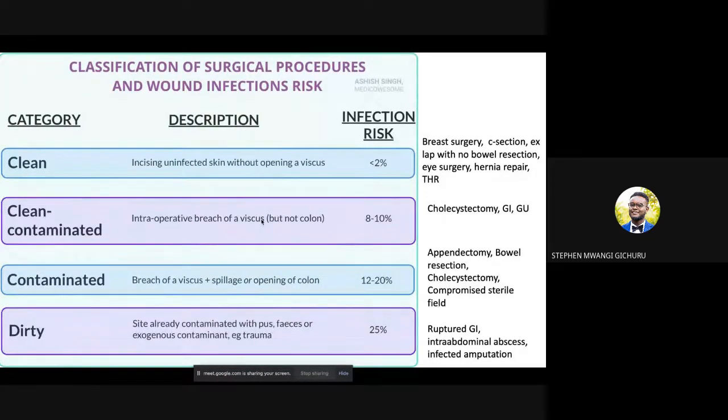Now when you go to the next one, it's dirty. This one has pus. There's dead tissue. There's a lot of weird things happening there. There's fecal contamination.